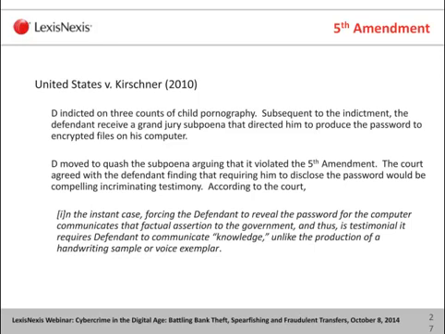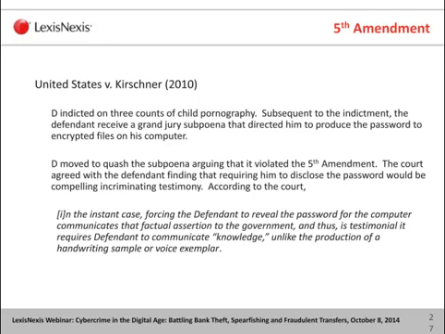According to the court, in the instant case, forcing the defendant to reveal the password for the computer communicates the factual assertion to the government, and thus is testimonial. It requires the defendant to communicate knowledge, unlike the production of a handwriting sample or voice exemplar. So here, you're actually communicating some kind of idea, concept, by giving the password. And so here, they thought that this stuff would be on the files, but they weren't sure.